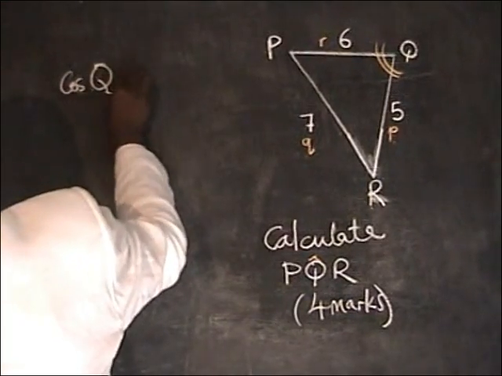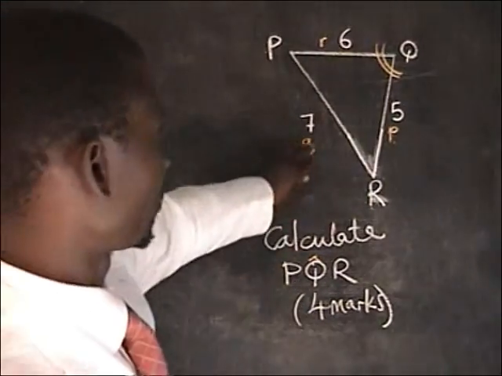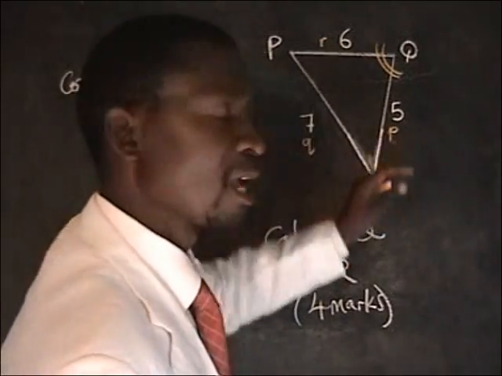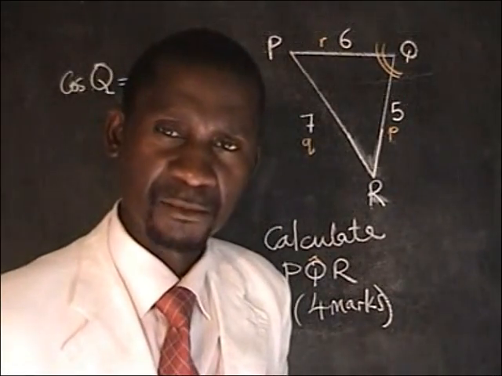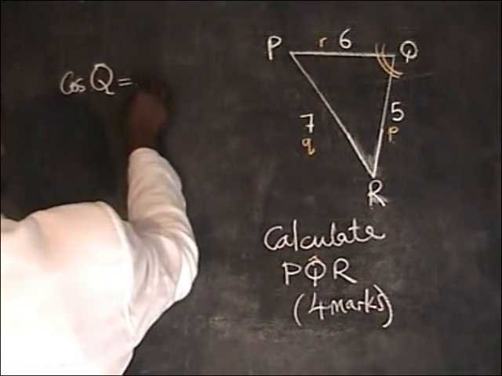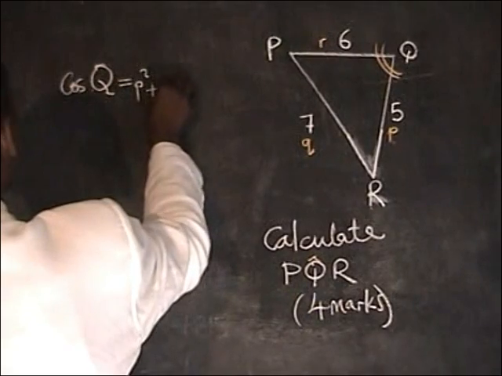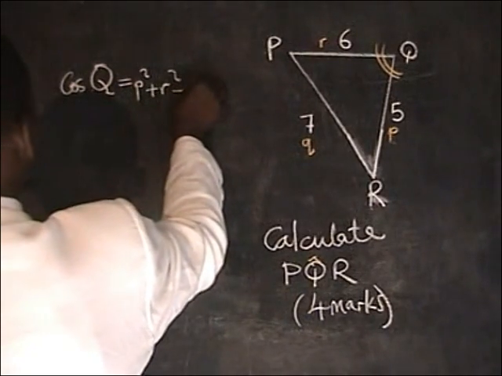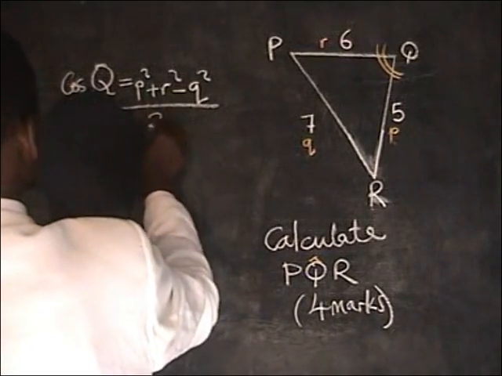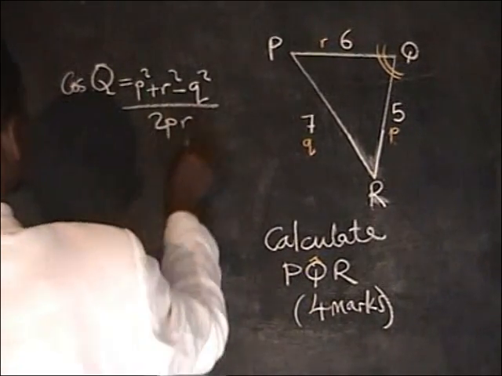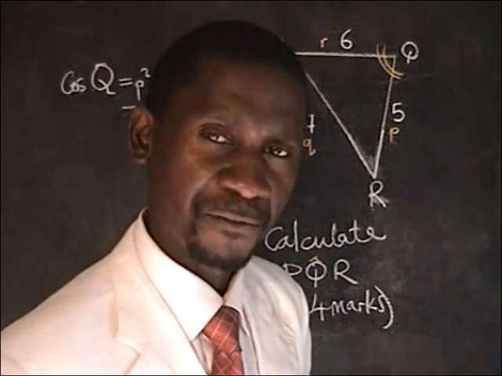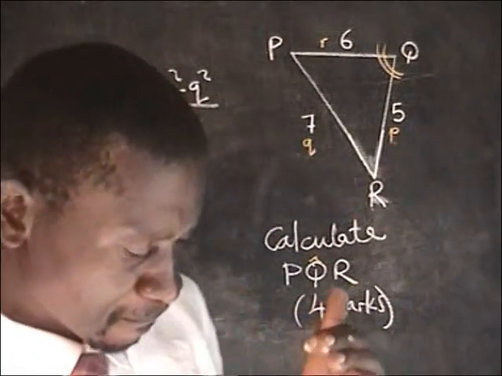Cosine of big Q equals, since you have started with a big Q, small q covered, you are able to see P and R. Alphabetically, P comes first. So after cosine, you are going to enter P squared plus R squared, then minus small q squared, everything divided by 2PR. I'm sure you have seen how I have presented that formula. That's why it's very important.